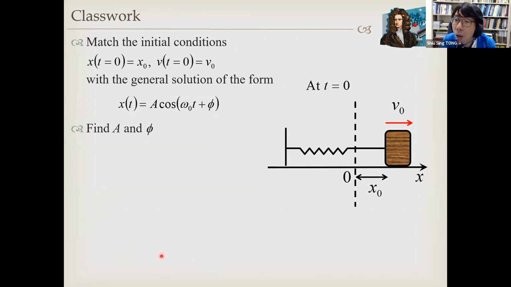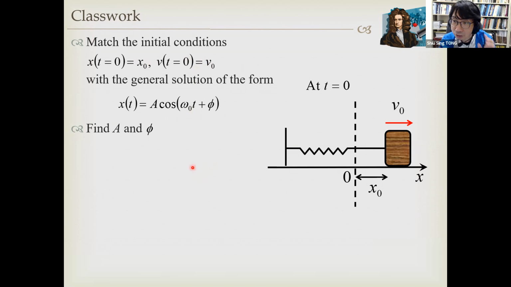Now, instead of expressing the initial condition in terms of C and D, we may also use this solution and express the initial condition in terms of A and phi. But how do we match the initial condition? I prefer to leave it to you as an exercise. Please differentiate x to find the velocity. Then by setting t equal to 0, for the initial position you get x naught, and for the initial velocity v naught, you will arrive at two equations that relate x naught and v naught to A and phi.